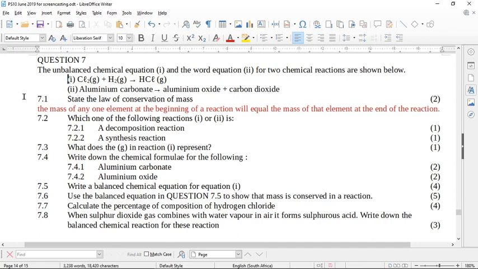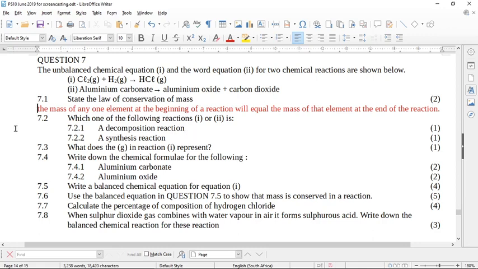Now the law of conservation of mass is not in the grade 10 exam guidelines. It is also not in the CAPS document. So there is some leeway here in terms of what you can describe as the law, okay? If you go to Wikipedia, for instance, it tells you the mass of any one element at the beginning of the reaction will equal the mass of that element at the end of the reaction. So I would probably be willing to accept anything that says the mass of the reactants equals the mass of the products, because that's basically what it is, if you can figure it out.